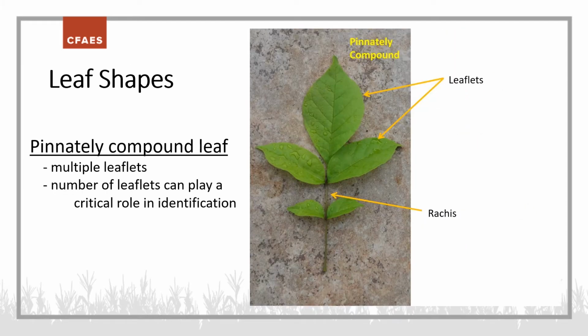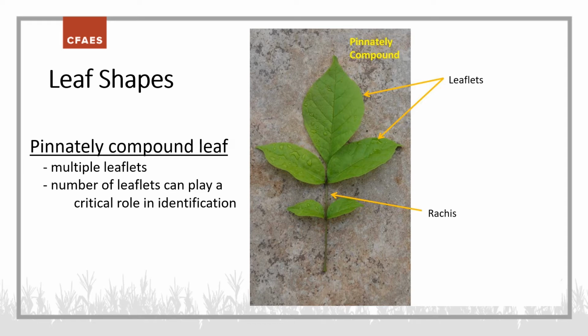We then have pinnately compound leaves, and so you'll have multiple leaflets. What you're looking at on the screen, this entire thing is a leaf, and each one of these is a leaflet. The number of leaflets plays into that role of trying to eliminate what you're looking at. When we started looking at ash trees because of emerald ash borer, one of the things we laid out for folks was the number of leaflets for the different ash species. Green, white, black, blue, they all have a little bit different formation there.